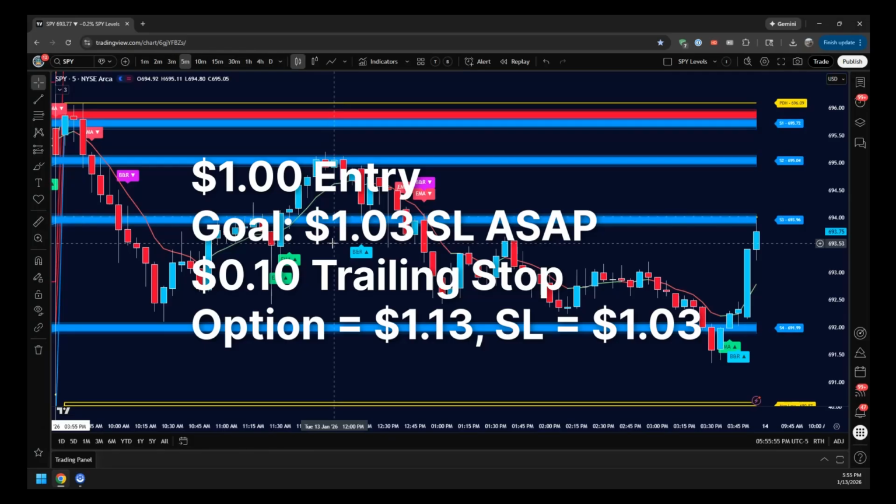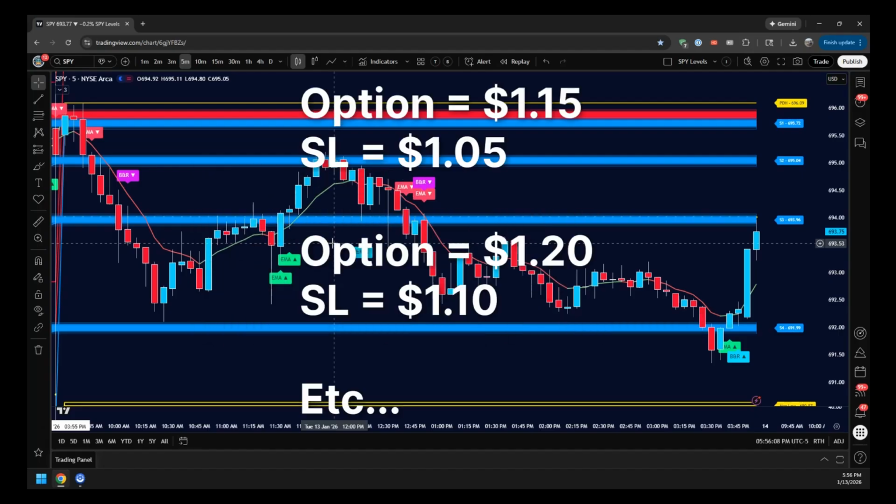I'm moving that stop to $1.03 as soon as the option price hits $1.13. So I'm trailing it by 10 cents. And then every 5-cent increment from then on out, I'm moving my stop up. So price hits 115, I'm at 105. Price hits 120, I'm at 110. And I just keep moving my stop until I get stopped out. So let's look at a few of these today.